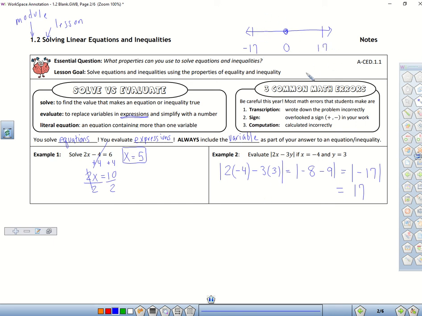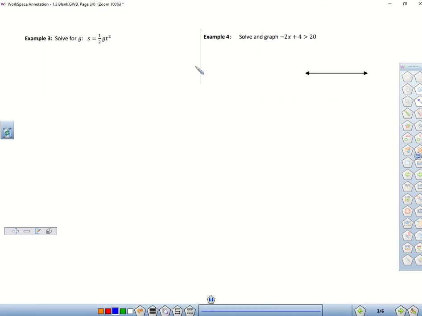Now, of course, I just drew this sketch, so it's not going to be exact, but the distance, in theory, from negative 17 to 0 and 0 to positive 17, this distance is the same. So that's what an absolute value represents. So I just want to refresh your memory on that. And now we'll go ahead and move on to the next page.